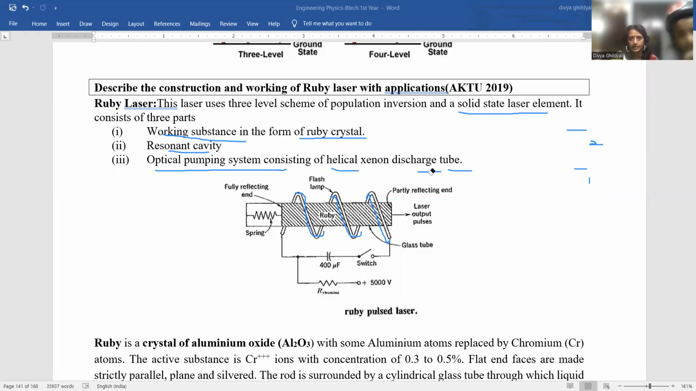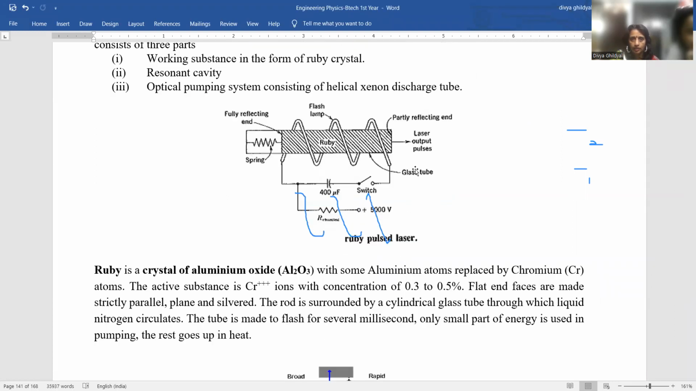Now have a look at this circuit diagram first of your ruby laser. As I told you previously also, the necessary conditions to achieve laser action are population inversion, your metastable state, and a set of reflecting mirrors or optical cavity setup. Now look at this diagram. Everything is there. Your helical xenon tube is giving you the population inversion. Ruby is the working element kept here, partially reflecting mirrors.